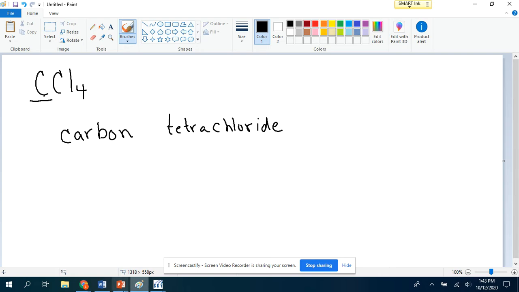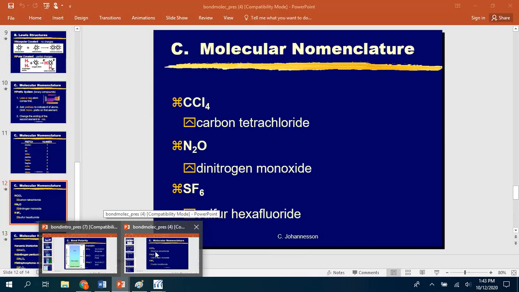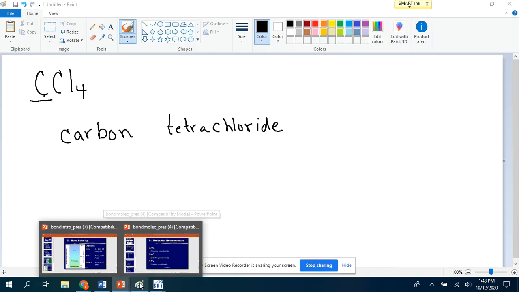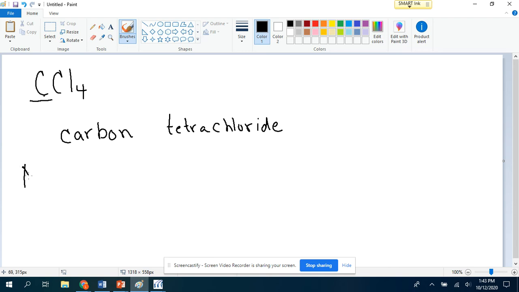Let me remind myself what the other one was. N2O. So for this one, N2O is our next example. I need to name this. N is nitrogen. It's a non-metal, so I know I'm using these prefix rules. And there's not a 1. This time it's a 2, so I need to put a prefix in front of it. The only time I don't use a prefix on this first one is if it's 1.